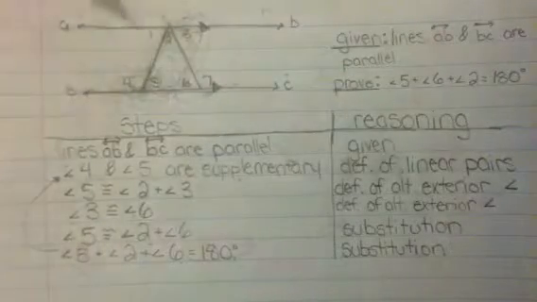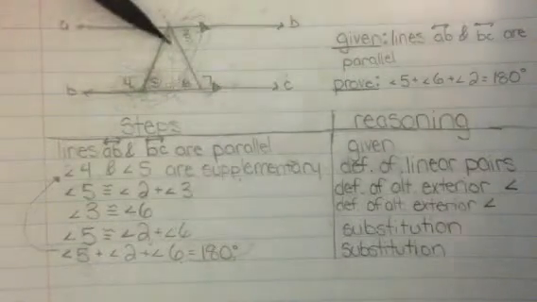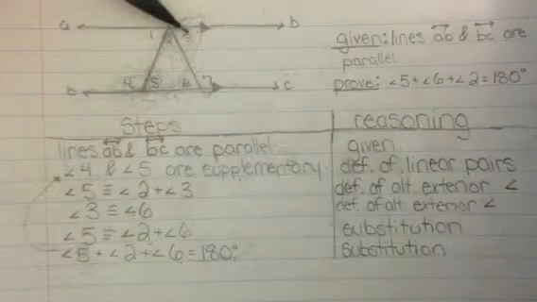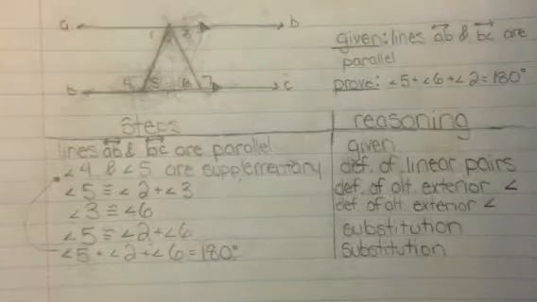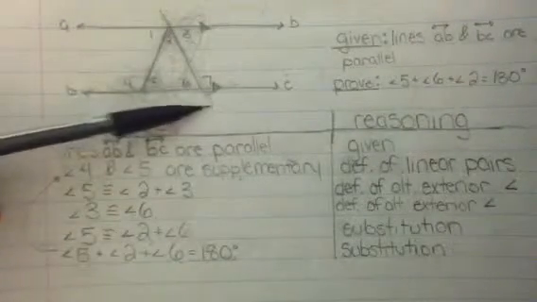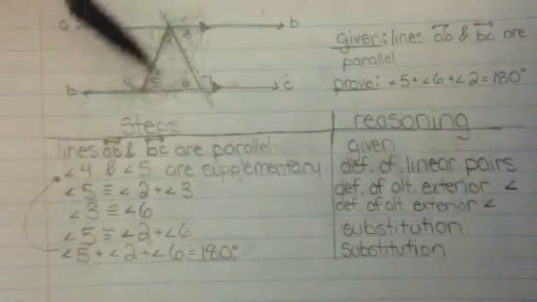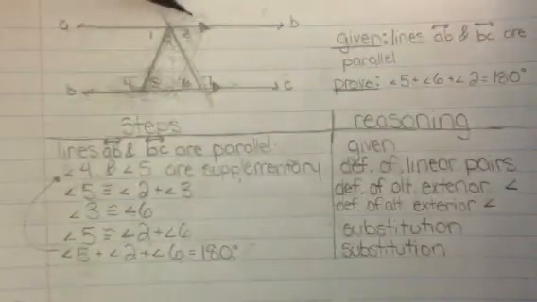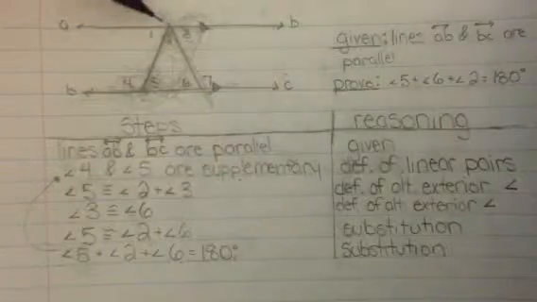Now, the measure of angle 5 has to be equal to the sum of the measure of angle 2 and the measure of angle 3. Now, that might seem a little strange, but if we cut this transversal out and pretend it isn't here for right now, we see that all of these are congruent by the definition of alternate exterior angles.